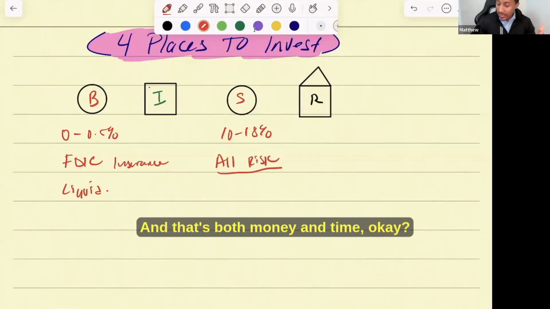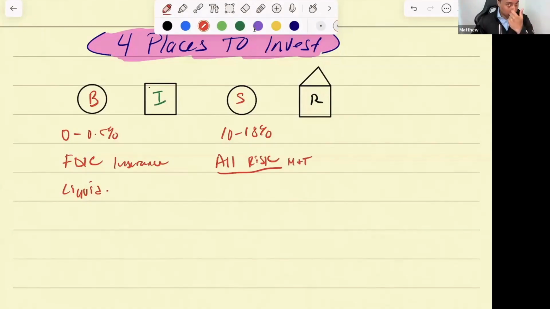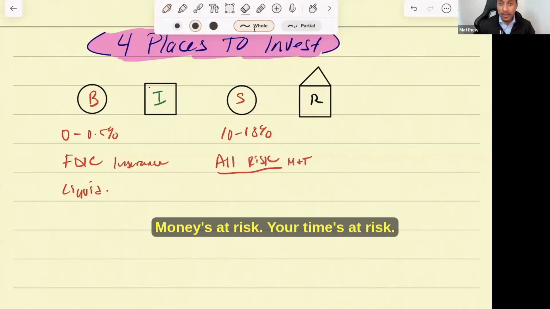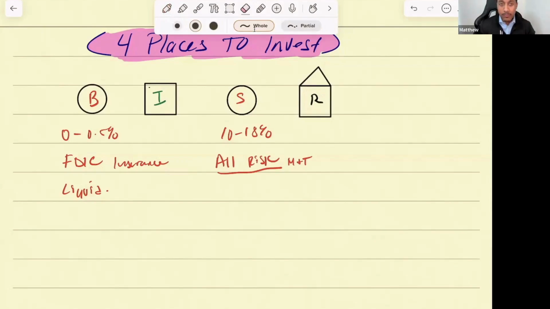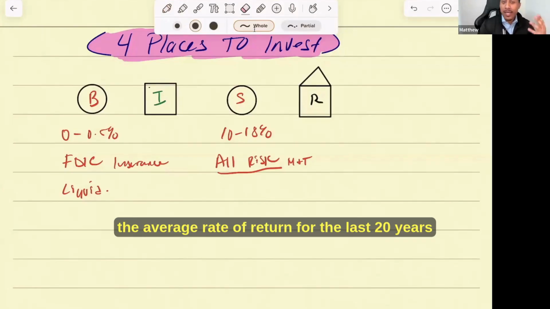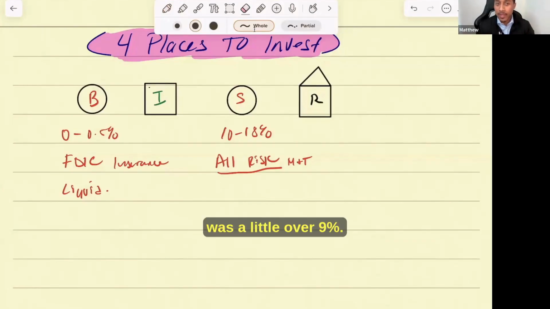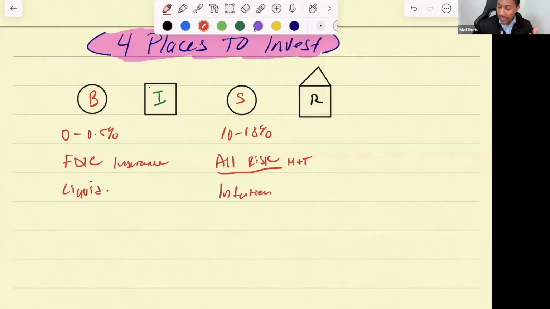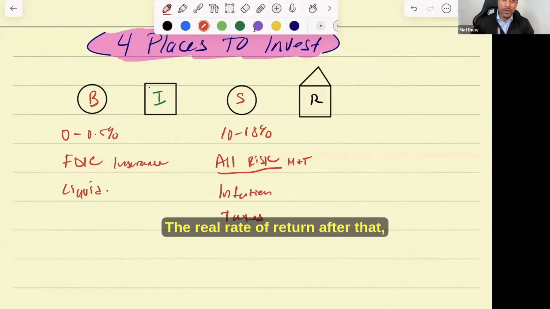And that's both money and time. Okay, money and time. Money's at risk, your time's at risk. If you do any research, the average rate of return for the last 20 years was a little over 9%. But you still have to factor in inflation, taxes, risk. The real rate of return after that comes out to about 3%.